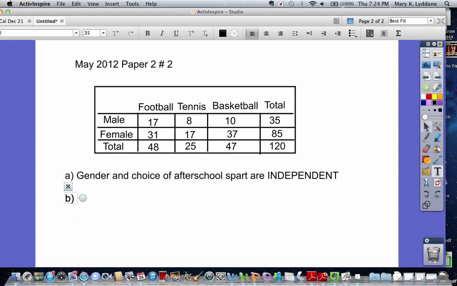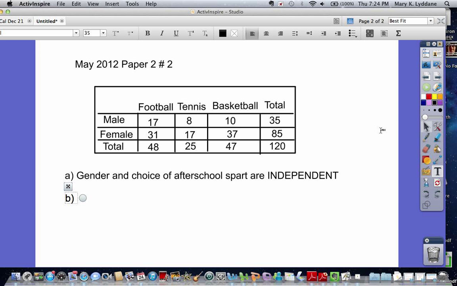2012 paper 2 problem number 2, we're given a table, a contingency table, in which we will be expected to perform a chi-square test of independence. So we're told that data has been gathered from a sample of 120 students and that the chi-square test was carried out at the 5% significance level. In all of your problems that you're given on an IB exam, that significance level will be stated for you. You won't be asked to choose that.